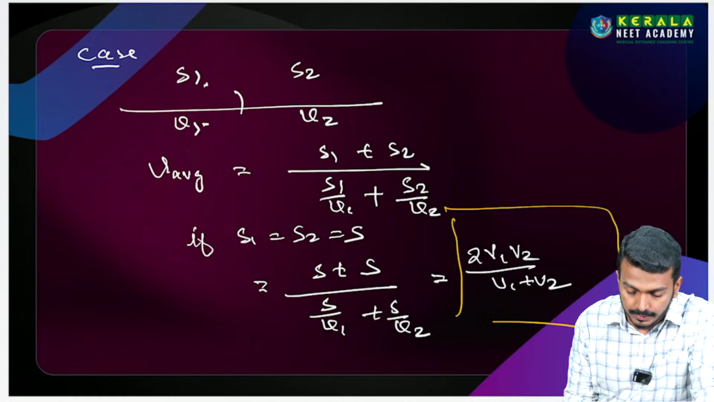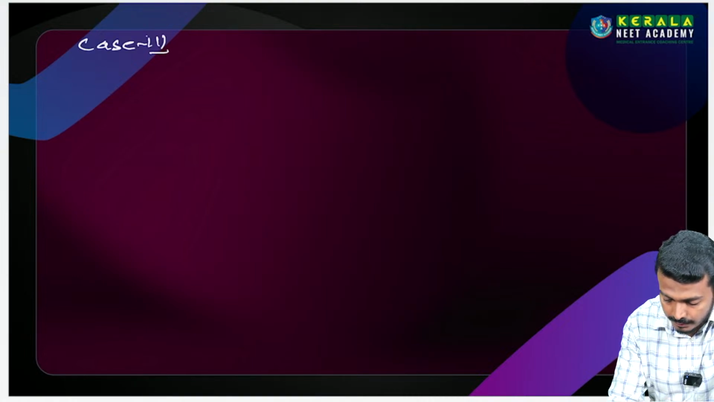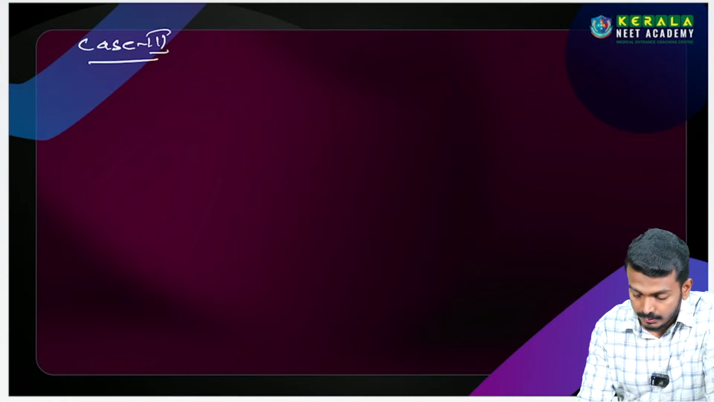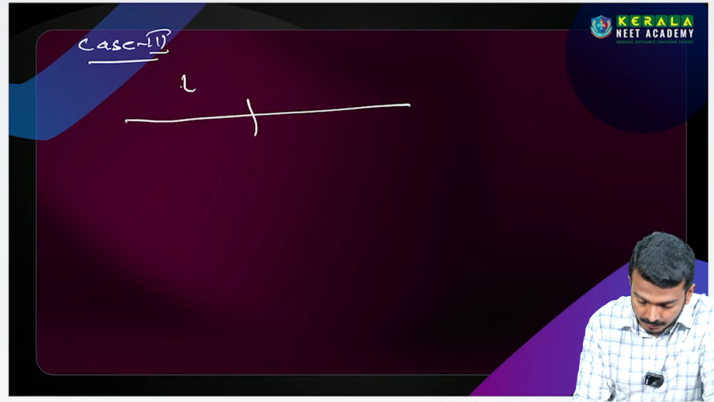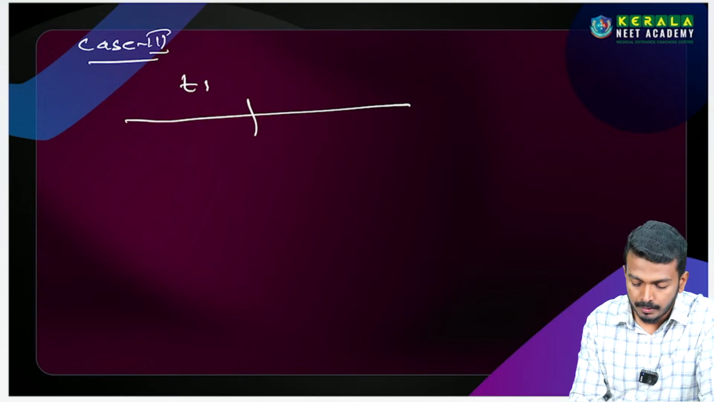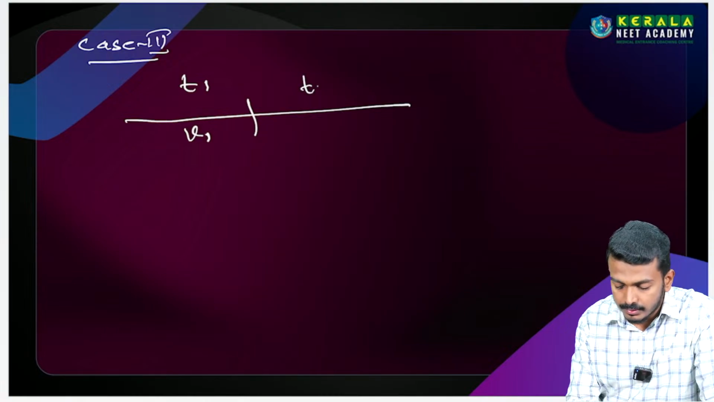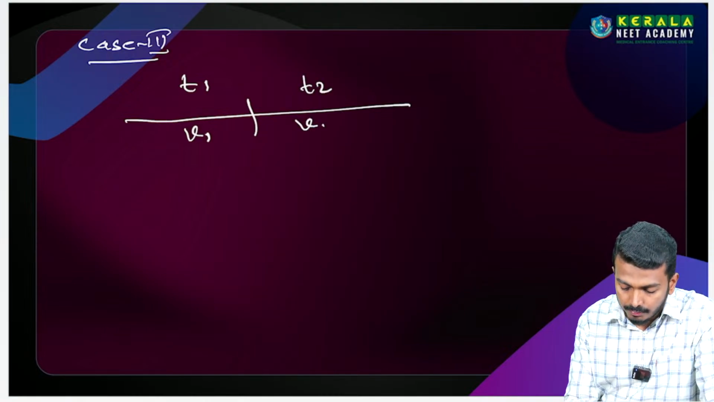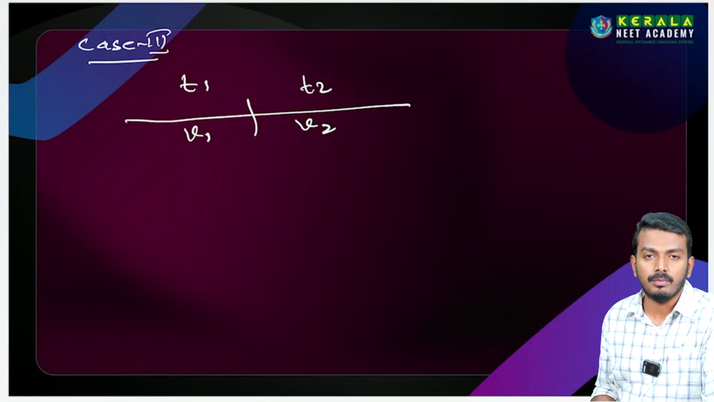Anyway, the last case, one more case on average velocity is also there. What is the last case? Case 3. When we take case 3, the situation is: at first time t1, the body will travel with what velocity? v1. Next time, what is the next time? t2. The body will travel with another velocity. What is the velocity? v2. How to find the average velocity of the journey?